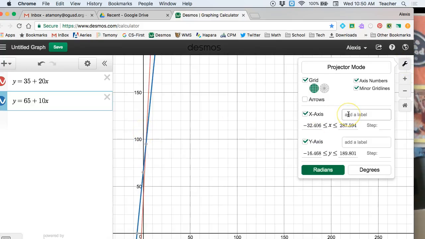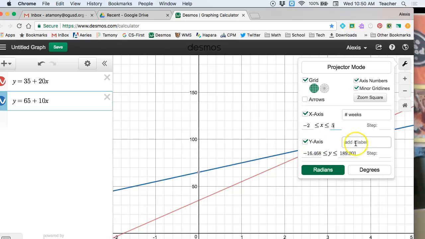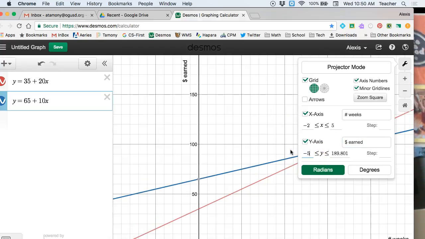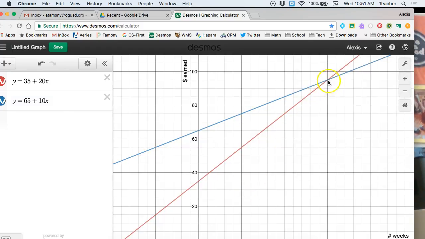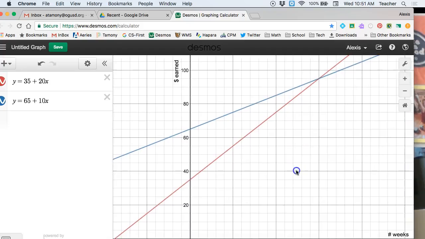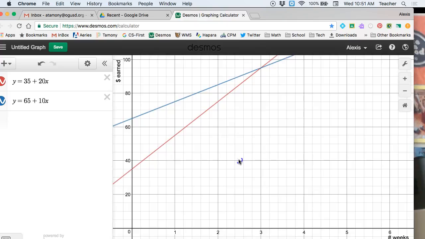So let's check and see what happens here. We said that x was number of weeks. Again, we need to get to 3, so we're going to start at -2 and go to maybe 5. And the y-axis was money earned. Let's start at maybe -5, and we need to get to 95, so maybe we go up to 110. That's pretty good. I'm going to move this over so I can really see what's happening here.